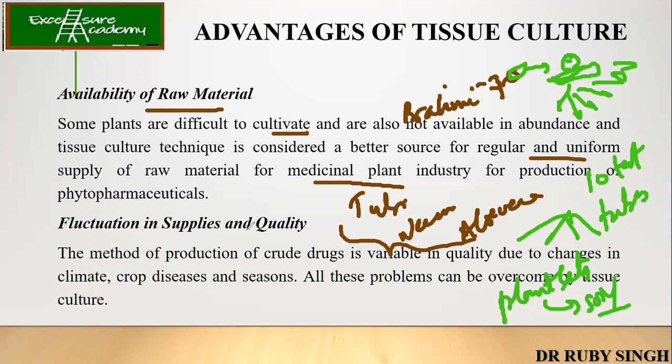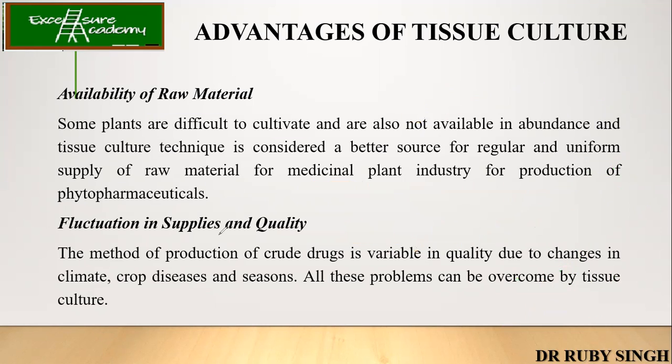Now, fluctuations in supplies and quality. The method of production of crude drugs is variable in quality due to changes in the climate, crop disease and seasons. This can also be stopped because in PTC, that is plant tissue culture, we always maintain one particular environmental condition only. Since it is a controlled environment, there will be no fluctuation in the climate, temperature, humidity and light. So all these problems can be overcome by plant tissue culture.